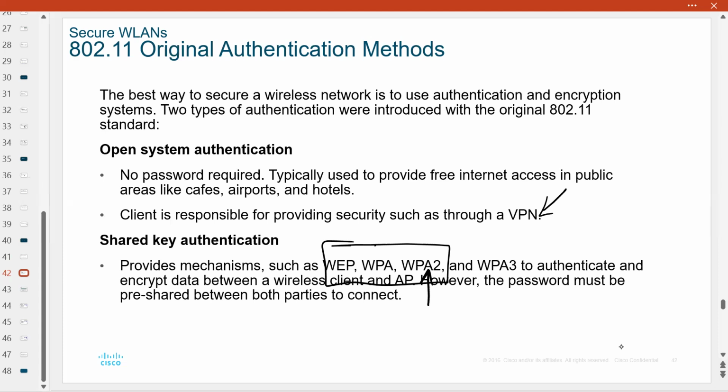That is pre-shared. That's the pre-shared key. So the password must be pre-shared between both parties to connect. If you don't know the password, you won't get access to the network. So that is another way of authenticating our network.